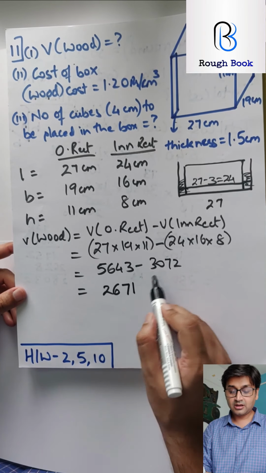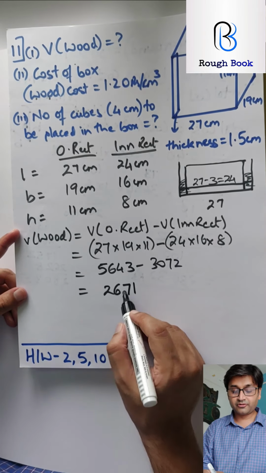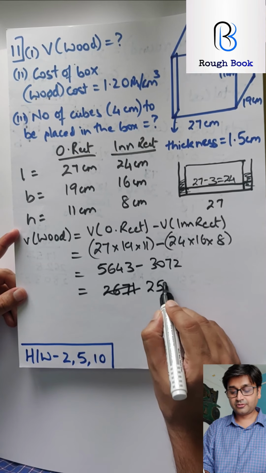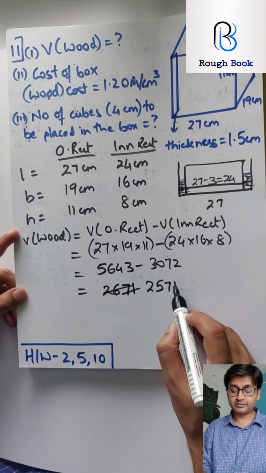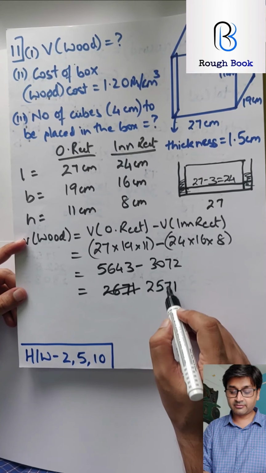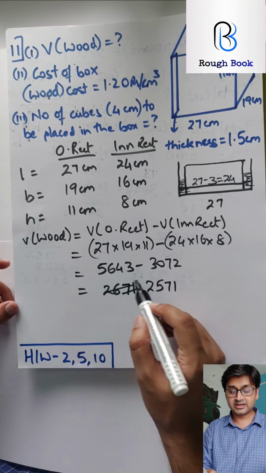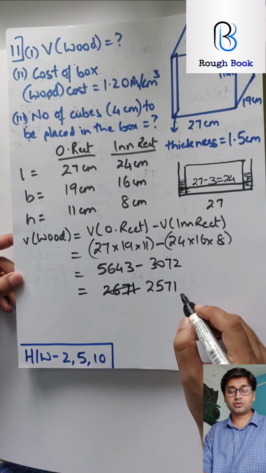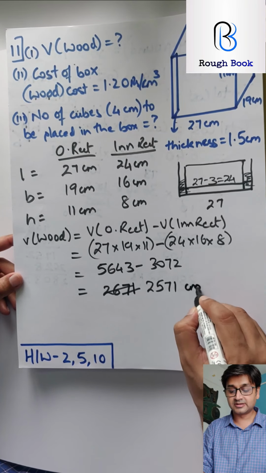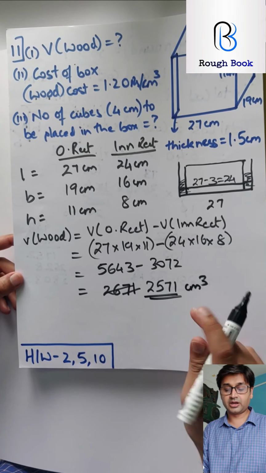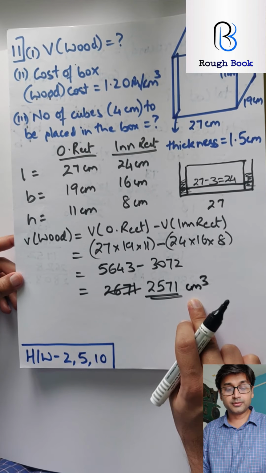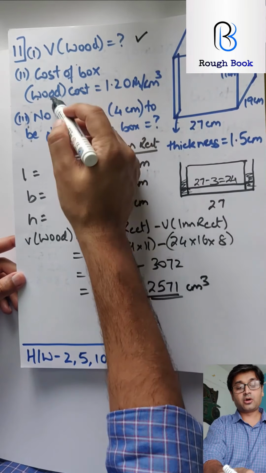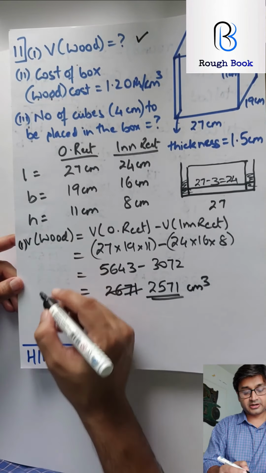Let me check. 3, 14, 2, 5, 7, 1. Sorry. 2, 5, 7, 1. Let me check. 2 plus 1, 3, 7 plus 7, 14, 1, 5 and 1, 6, 3 plus 2, 5. Always recheck. You should not lose your marks for stupid things. So 2571 centimeter cube. That's the volume of the wood. Now cost of the wood. So that's your first part.